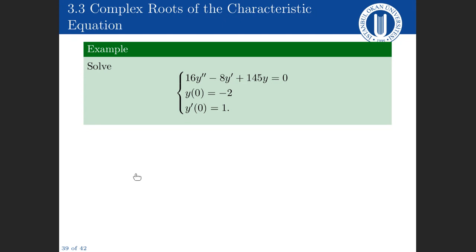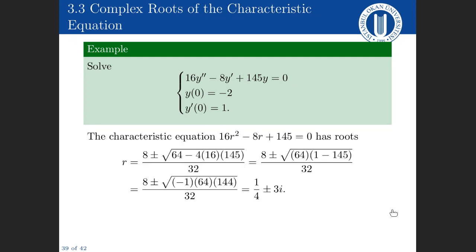Let me run through the method straight away. First, we need to find the general solution of the differential equation. We'll write down the characteristic equation and then find the roots of the characteristic equation. As soon as we know the roots, we know the solution to the differential equation. And then the final thing we need to do is choose the constants so that the initial conditions are satisfied. So first of all, the characteristic equation: 16r squared minus 8r plus 145 is equal to 0.